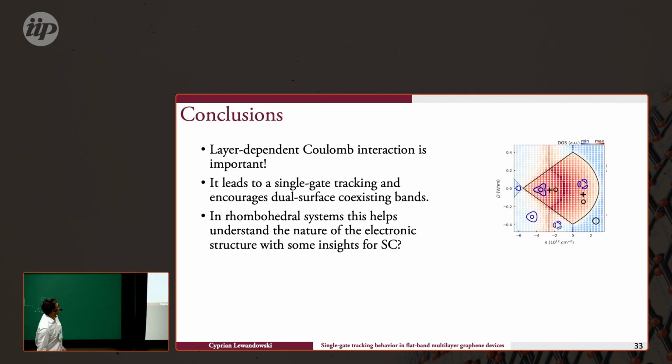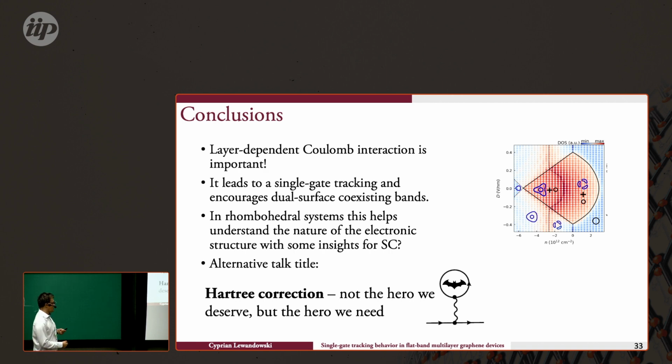Okay, so with that, I just wanted to go through a summary, so I hope I have convinced you that layer-dependent interaction is important, that it can give rise to qualitatively observable phenomena, not just numbers, okay? And I think that in rhombohedral systems, it matters for superconductivity. So if you ask me what's a different way of naming my talk, I would say it's a Hartree correction, not the hero that we deserve, but the hero that we need. Okay.